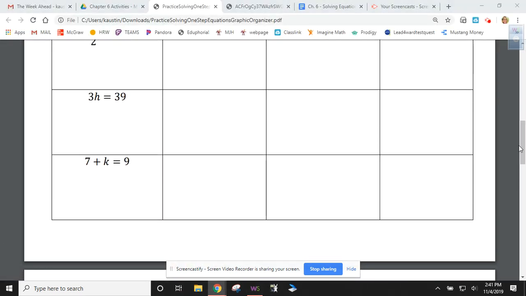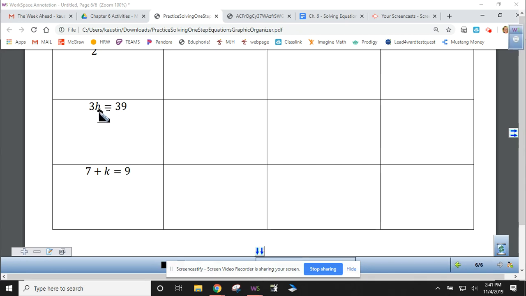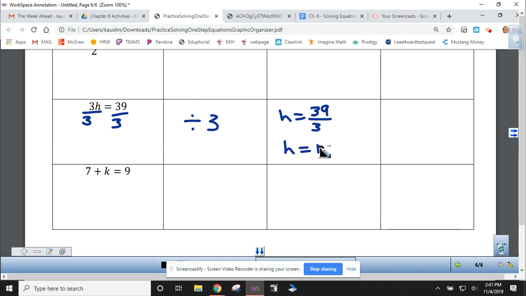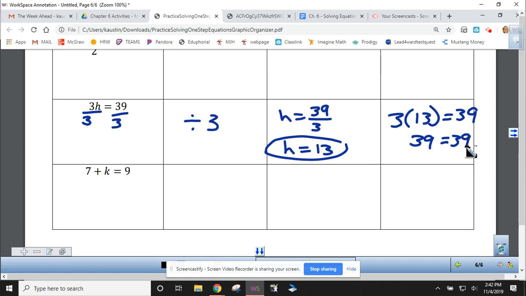All right. This says 3 times a number is 39. Well, the opposite of multiplying by my coefficient is to divide. So I'm going to divide each side by 3. And I get 13. And if I were to check that in my calculator, 3 times 13, it does give me 39. So 13 is the correct solution.